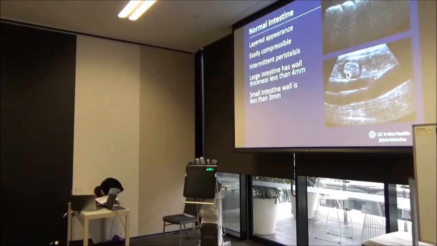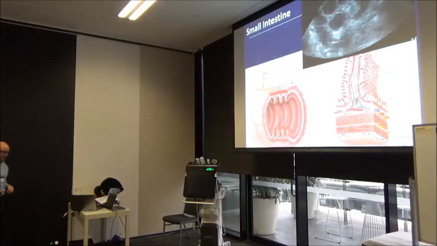Normal intestinal wall itself depends on large bowel or small bowel, but you're talking about millimeters for the wall, 3 or 4 millimeters. And in terms of intestinal lumen, 3 centimeters is really where we draw the line in terms of the maximum luminal distensibility that you'd see before you're really thinking about some kind of ileus or obstruction.